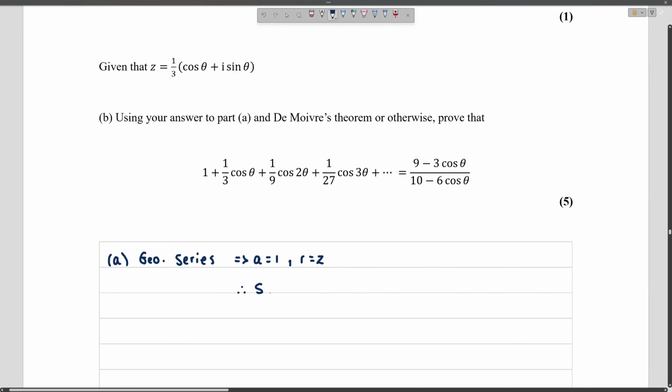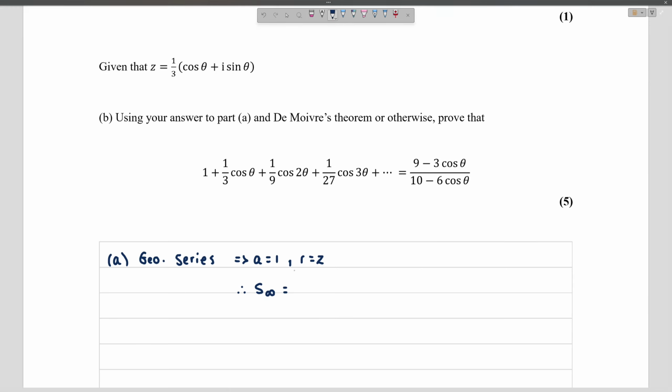And don't forget then that the sum to infinity of a geometric series is given as A over 1 minus R. So in that case, we get A, which is 1, all over 1 minus R, which is z. Okay, and there we have it. So nice and straightforward. That gives us the solution to part A.